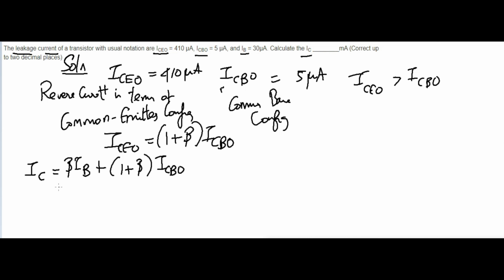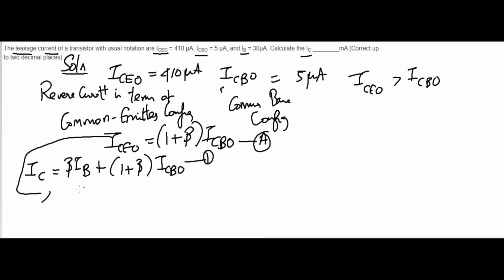But we don't know the beta, right? So first of all we have to find the beta value. For finding the beta value, this is one formula, and I can take this other formula as equation A. You just take it as equation A.